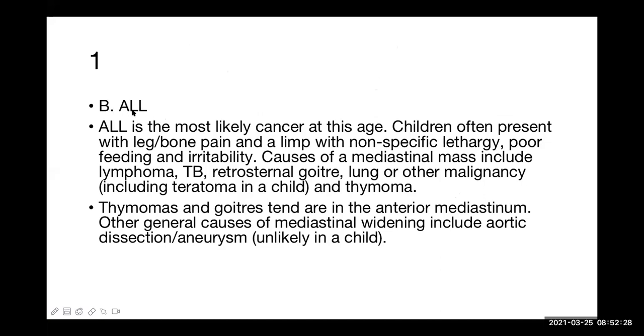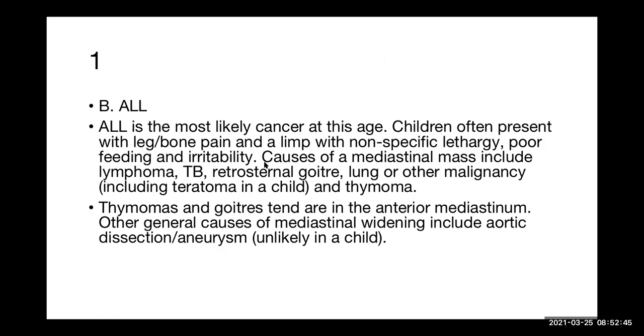So see there, the answer is ALL. ALL is the most likely cancer at this age, 2 to 6 years. Children often present with leg or bone pain and limp with non-specific lethargy, poor feeding, and irritability. This is because of anemia.